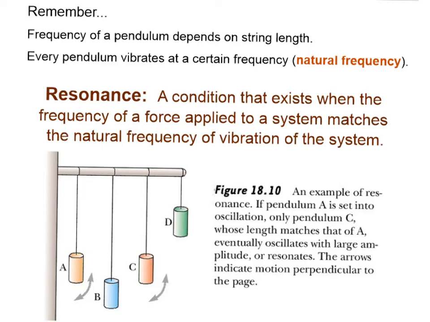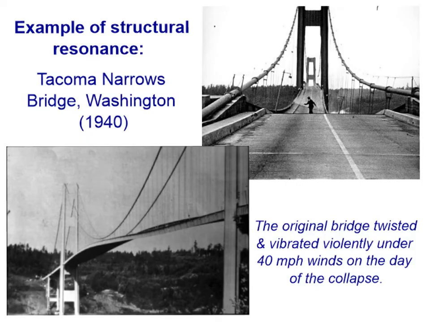That is called resonance. An example of structural resonance is our Tacoma Narrows Bridge in Washington that collapsed in 1940 because there were very high winds, 40-mile-per-hour winds, and when those gusted violently, the bridge began to twist and vibrate because those winds happen to be transferring energy at the same frequency as the natural frequency of this bridge.